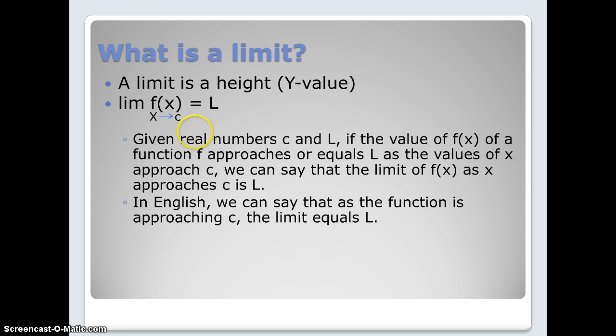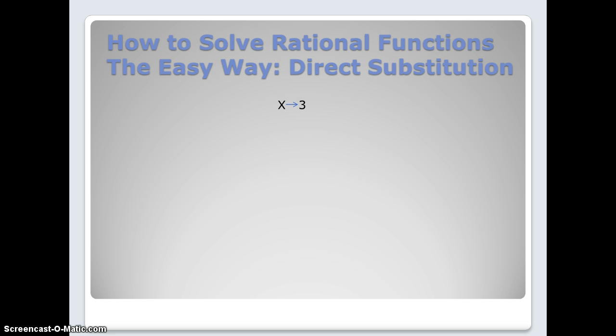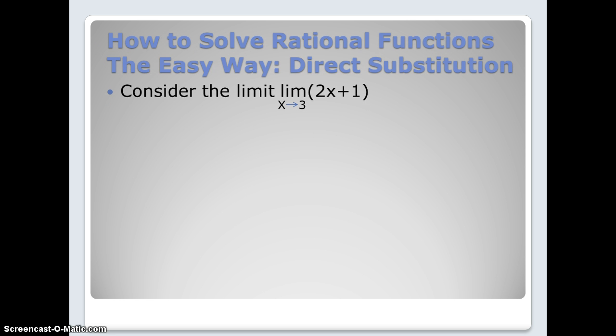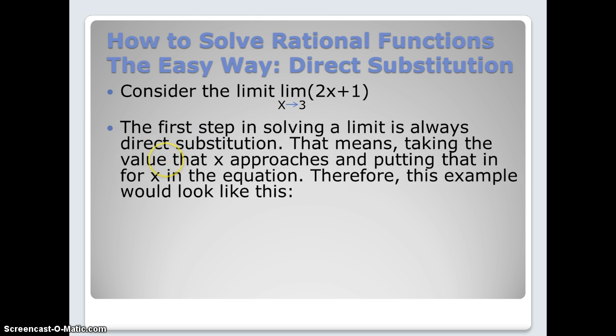Okay, that makes sense. So, if I wanted to go and solve one of these limits, I'm a simple kind of guy, what would be the easiest way to do that? Your first and easiest step always when solving limits of rational functions is a method called direct substitution, which is pretty much the easy way. So, let's take this limit, the limit as x approaches 3 of 2x plus 1. Your first step in solving a limit is always direct substitution. That means taking the value that x approaches and putting that in for x in the equation. Therefore, this example would look like this basic problem.